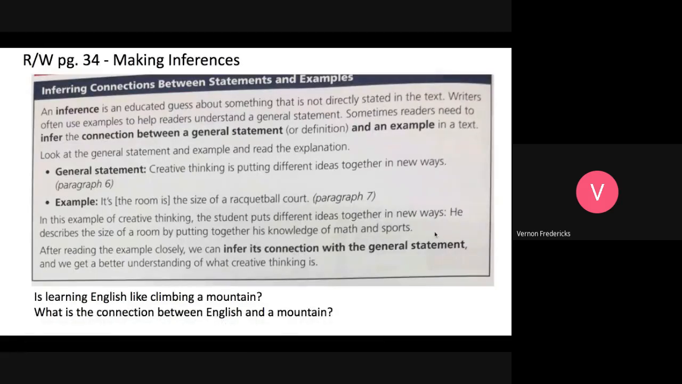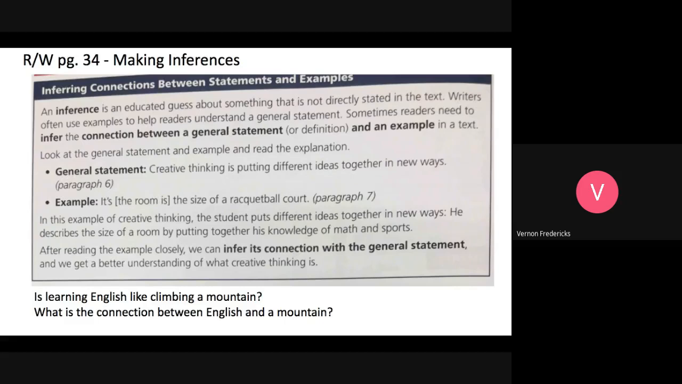Okay. Make inferences. Okay. Let's read. Inferring connections between statements and examples. An inference is an educated guess about something that is not directly stated in the text. Writers often use examples to help readers understand a general statement. Sometimes readers need to infer the connection between a general statement or definition and an example in a text. Look at the general statement and example and read the explanation.